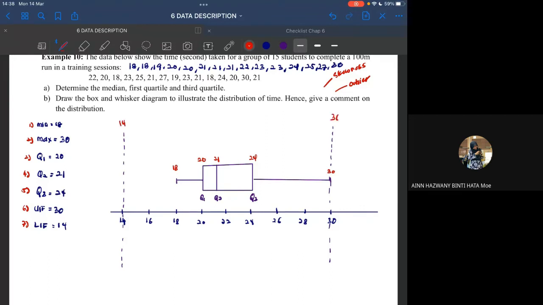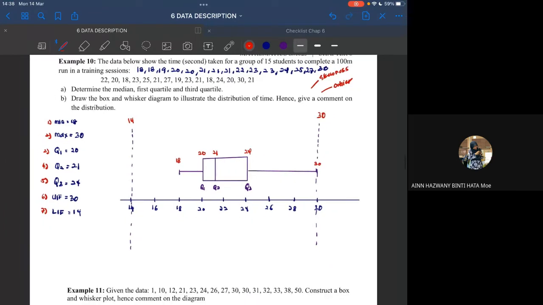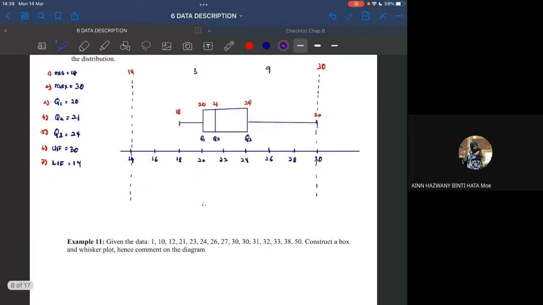This is 30. Okay. So hence give a comment on the distribution. Distribution is positively, negatively, or symmetrical? Positively skewed. Okay. From here 21 minus 18 kita dapat 3, 30 minus 21 kita dapat 9. Okay. So yang di sebelah kanan lagi besar daripada di sebelah kiri. So our data is positively skewed. Okay. And we have to tell something about outlier. Okay, tapi kita simpan dulu, kita buat dulu example 11.